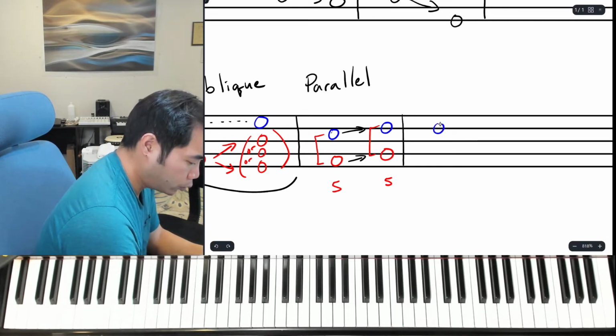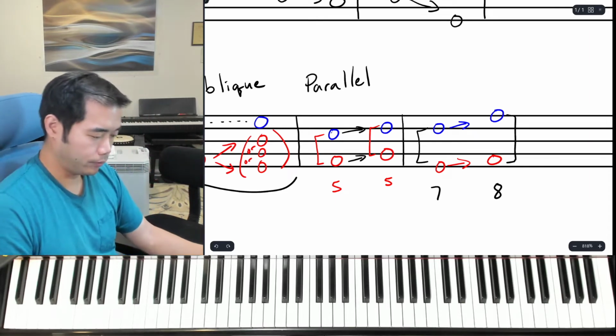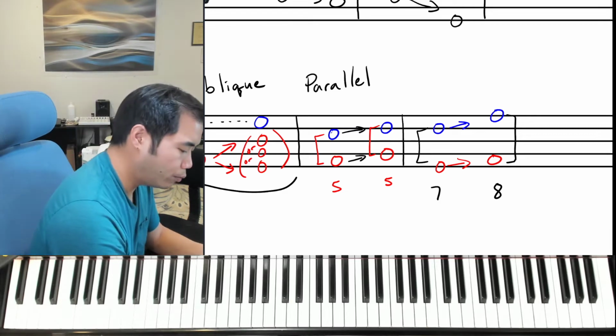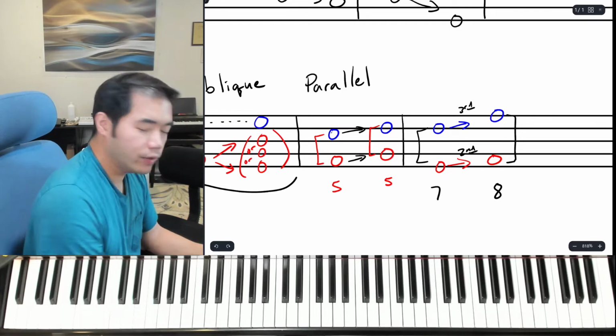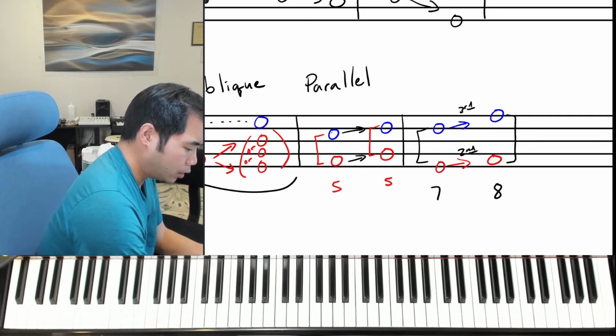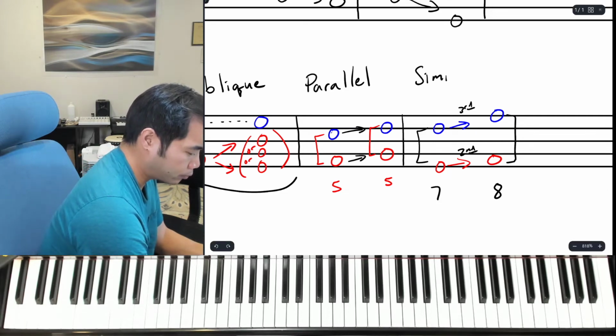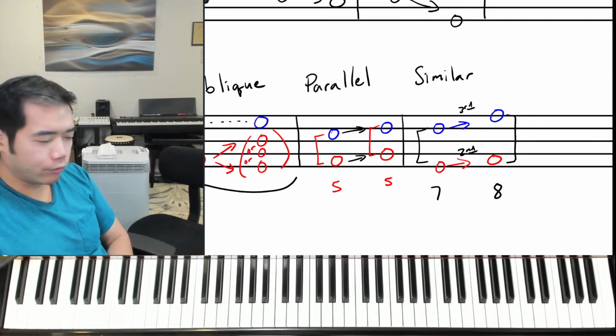Let's say the voices move, but this time they move in the same direction but by different intervals. Okay? So in this case, this is a seventh here, but this here is an octave. So the top voice has moved by interval of a third, the lower voice has ascended by interval of a second. So they've moved in the same direction, but by different intervals. In this case, we are dealing with similar motion. Similar because they're moving in a similar way, same direction, but by different intervals.